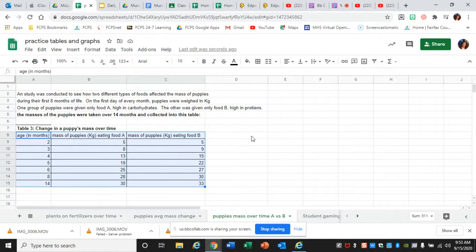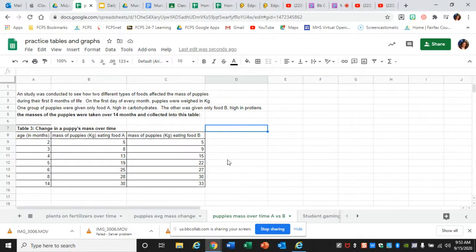One group of puppies was given only food A, which was high in carbohydrates. The other was given only food B, which is high in proteins. The masses of the puppies were taken over 14 months and collected into this table. So here we have the data. We have age in months, the mass of the puppies that were eating food A each month, and the mass of the puppies eating food B each of those months. So now you're going to create a graph.